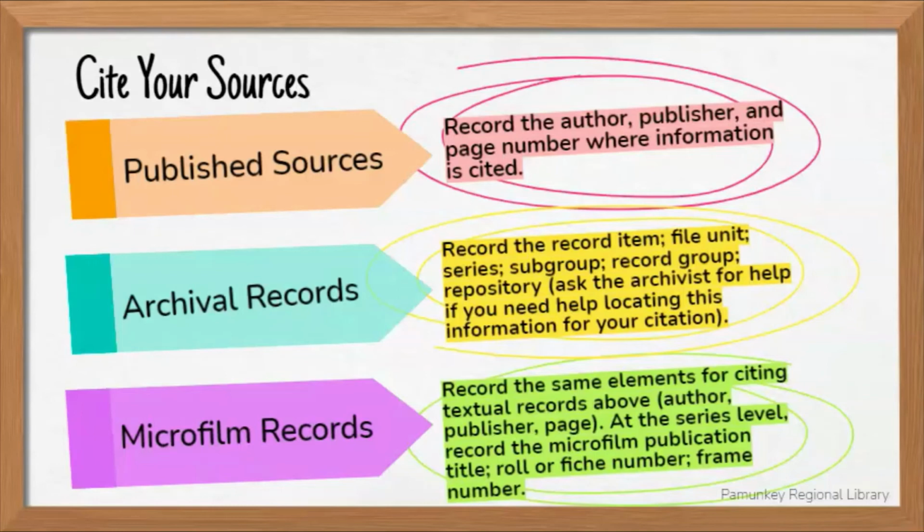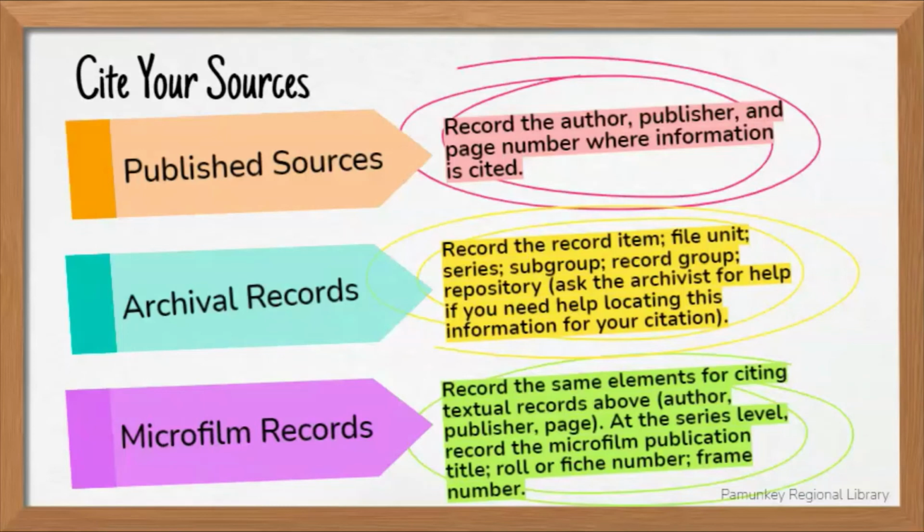For published sources, you're going to record the author, publisher, and page number of where the information is cited. For archival records, you're going to record the record item, file unit, series, subgroup or subseries, record group, and repository. You can always ask the archivist on staff for help if you need help locating this information for your citation. When you pull out an archival record, you might not know which number is the series and the subgroup and all of that stuff, so you can always ask your archivist.